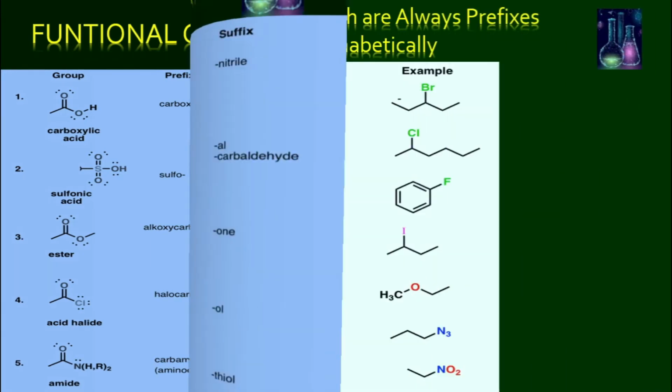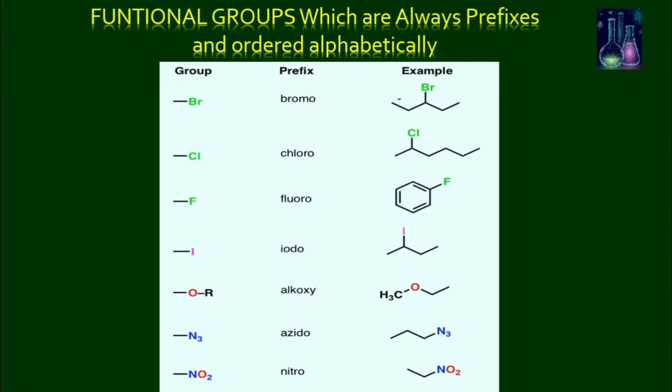Next, there are some functional groups which are always placed as prefix. They never come as suffix. Ordered alphabetically, they are bromo, Cl chloro, F fluoro, I iodo, OR alkoxy, N3 azido, NO2 nitro. So these functional groups are always placed as prefix. They are never used as suffix.